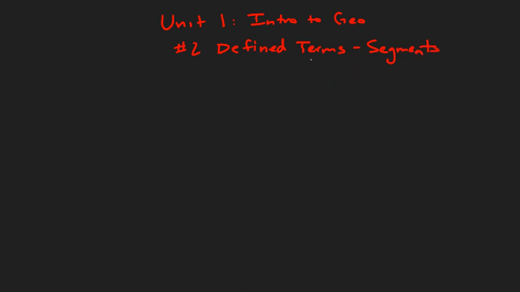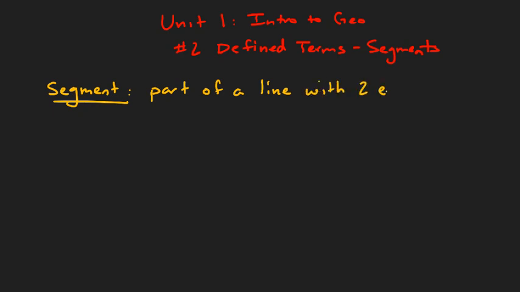All right, so the first definition we were going to talk about, and I'll do it in orange, will be what a segment is. So again, most of these involve being parts of lines, so you'll see that the definitions include that. So a segment is going to be part of a line with two endpoints.